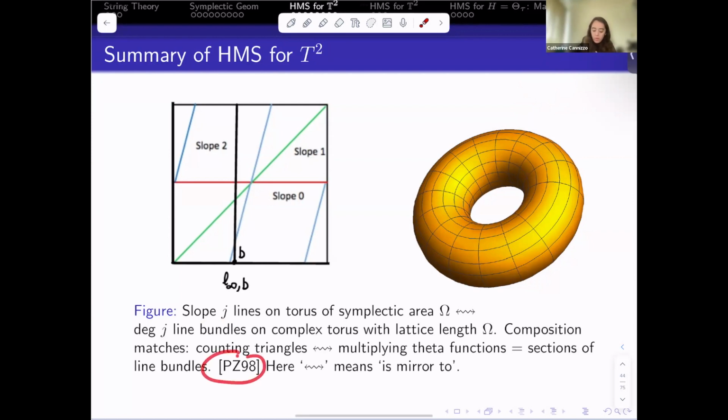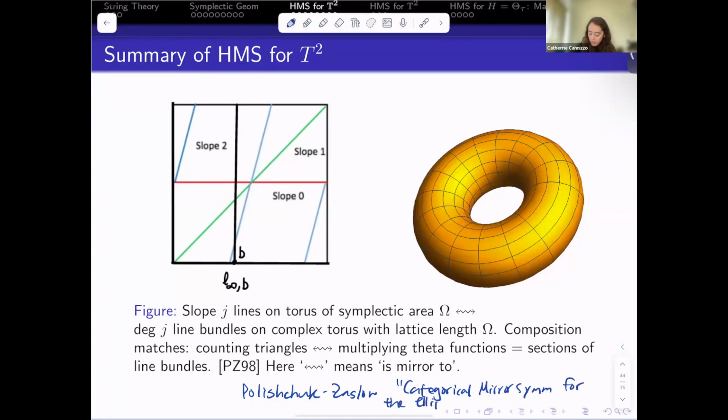So this is a paper of Polishchuk and Zaslow on categorical mirror symmetry for the elliptic curve. That's what you call a 2-torus on the complex side, an elliptic curve, because it's a complex one-dimensional manifold, so it's like a complex curve. This was my first paper in the realm of mirror symmetry when I was a grad student.